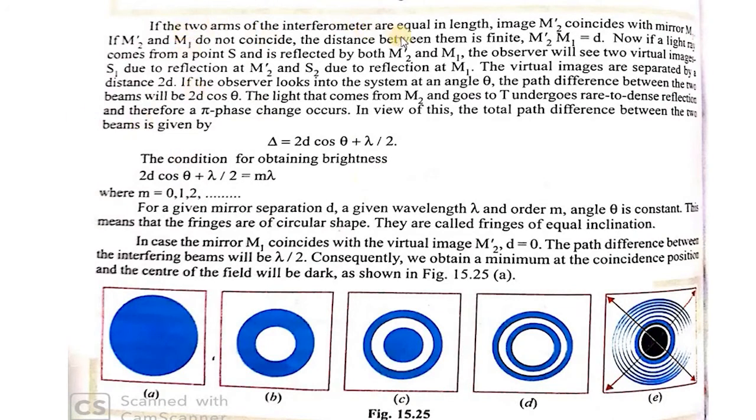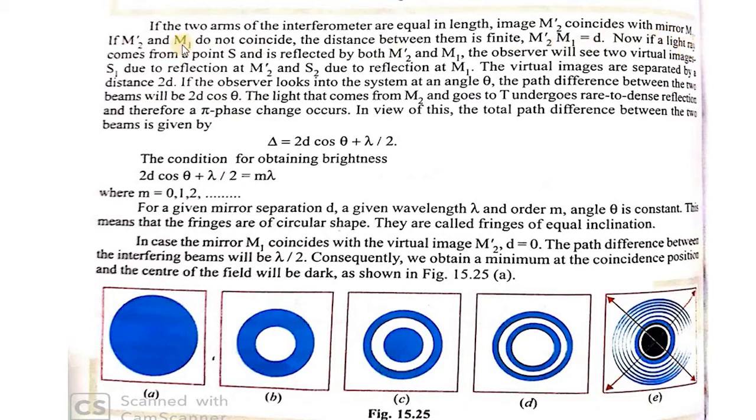And if the two arms of the interferometer are equal in length, then what happens? The M2 prime image of the mirror M2 coincides with the mirror M1. If M2 prime and M1 do not coincide, then the distance between them is finite. The distance between M2 prime and M1 is D.